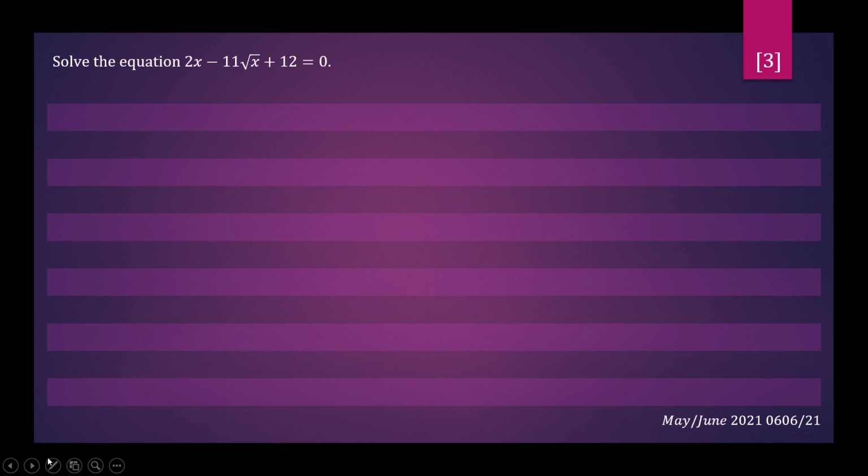Hi everyone, in this question we want to solve the equation 2x minus 11 root x plus 12 equals 0. I encourage you to pause the video and try this one yourself.